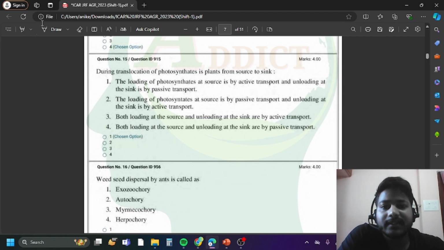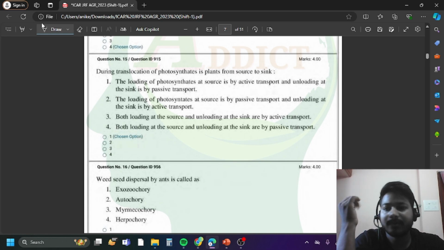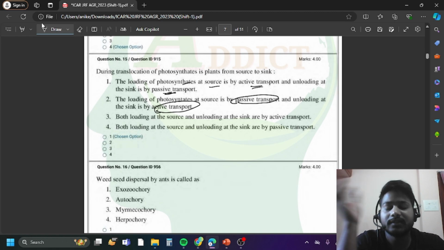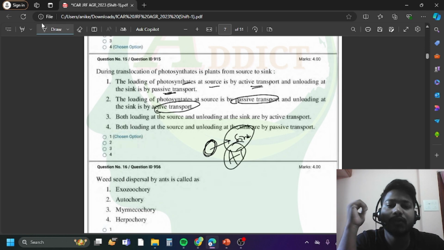During translocation of photosynthate in plants from source to sink, which statement will be correct? We will read the statement. The loading of photosynthate at source is by active transport and unloading at the sink is by passive transport. Here we are reading only two terms, active and passive transport. Once the food is prepared by the photosynthesis process, that food will move to the sink by active transport, meaning the plant will use its own energy to supply that food to the sink.